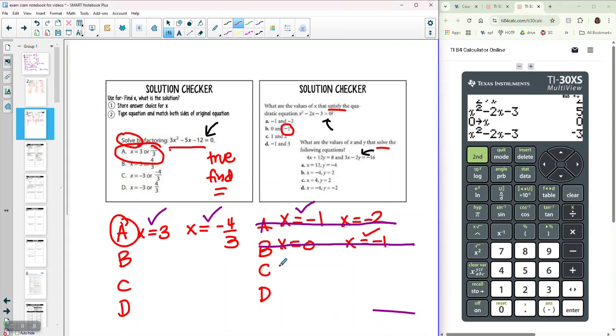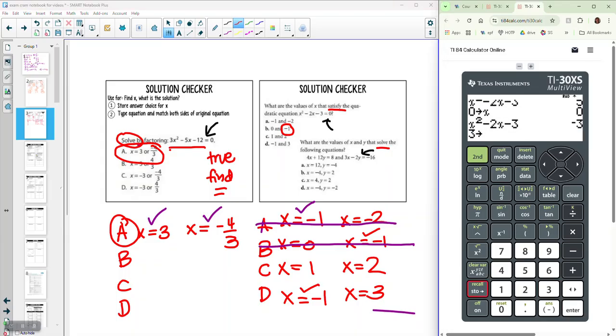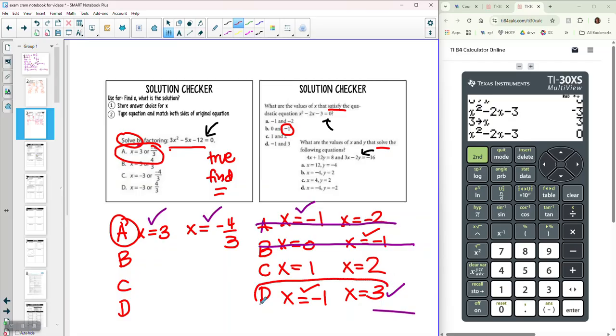I'm going to skip over C for now because I do know that -1 is one of my solutions. So I'm hoping that x equals 3 will be my other solution. So I'll do 3, store for x, enter. I go back up to my expression, enter. Yes, I got 0. So D is our solution.